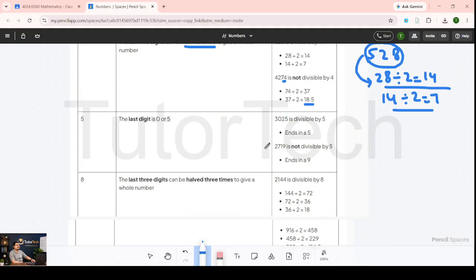Again, the rule for this is very simple. We need to look for the last digit being 0 or 5. So we can see the first number is 3025. The last digit is 5. It ends in 5. It means this whole number is divisible by 5.